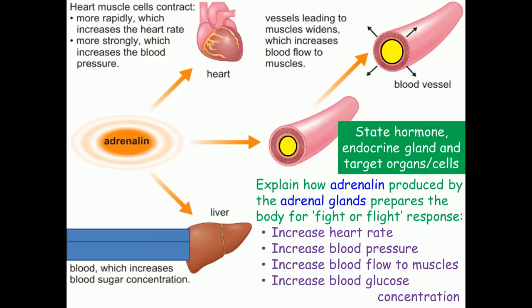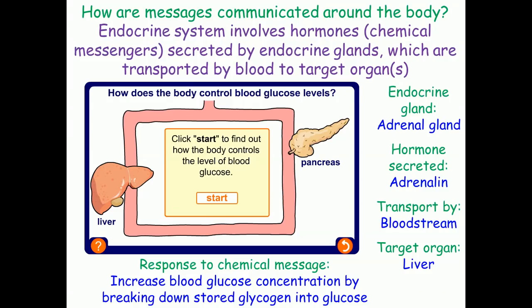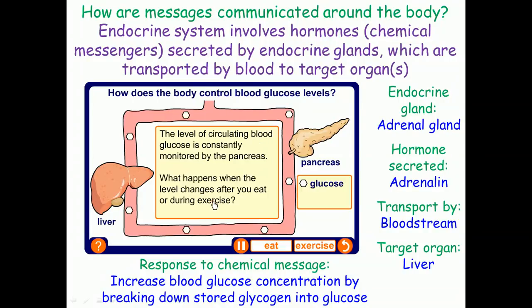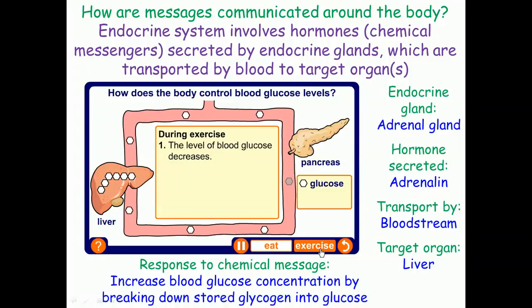And then another effect adrenaline has is it increases the blood sugar concentration. And this is because it can cause changes in the liver and stimulate the liver to break down glycogen into glucose. And when it breaks down glycogen to glucose, the glucose is released into the blood, and that increases the blood sugar concentration. Now that is a very similar effect to another hormone called glucagon, which I will discuss later on, but it does exactly the same thing.